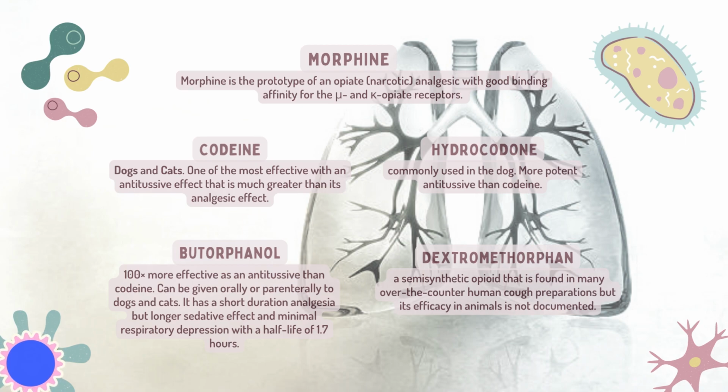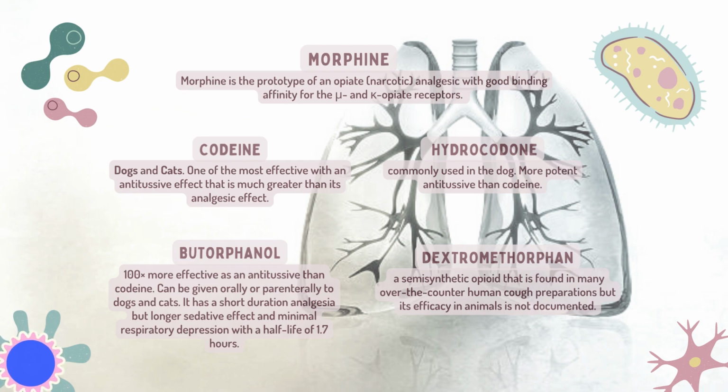Morphine is the prototype of an opiate or narcotic analgesic with good binding affinity for the mu and kappa opiate receptors. Morphine can be administered at low doses that produce antitussive effects without causing analgesia and sedation. Codeine, for dogs and cats, is one of the most effective, with an antitussive effect that is much greater than its analgesic effect. Butorphanol is 100 times more effective as an antitussive than codeine.